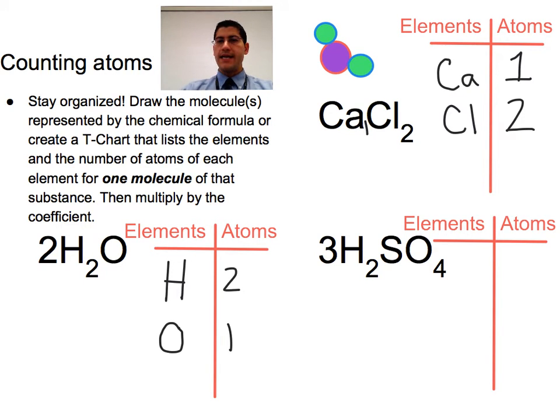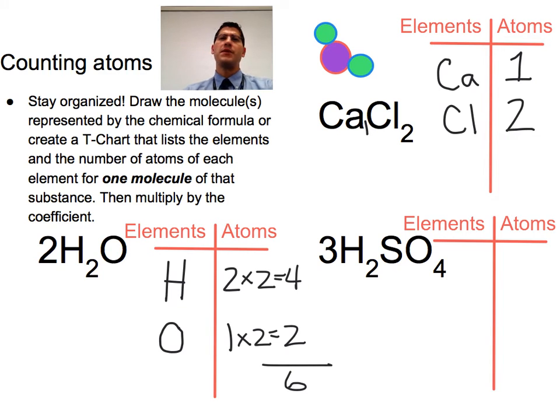Wait, we're not done. Now we have a coefficient. This coefficient means the formula represents 2 molecules of water. It doubles all of our atoms. So let's multiply these by 2. There. This formula represents 2 molecules of a compound, water, with 2 elements in it, totaling 4 hydrogen atoms and 2 oxygen atoms. That's a grand total of 6 atoms in this chemical formula.